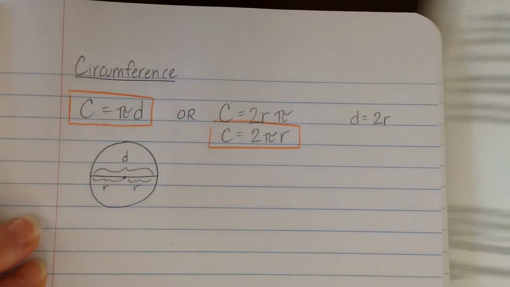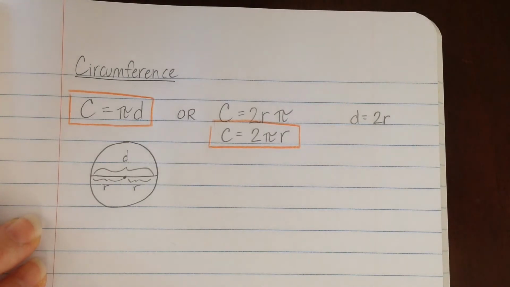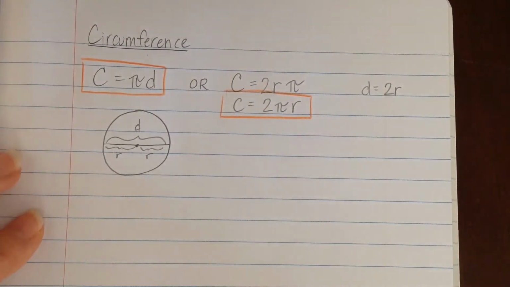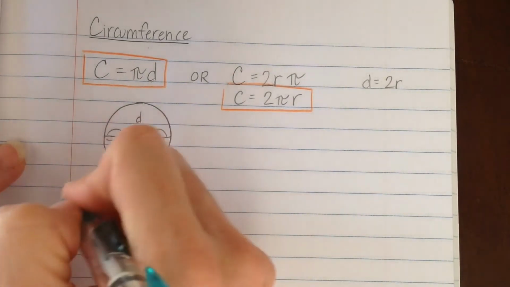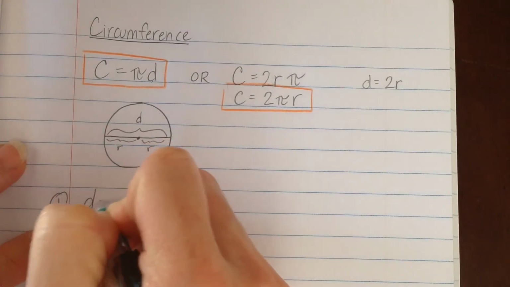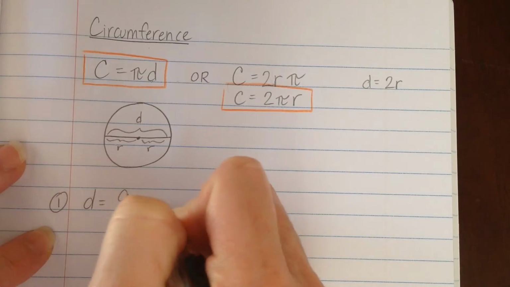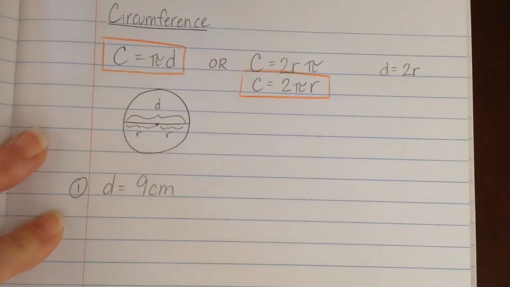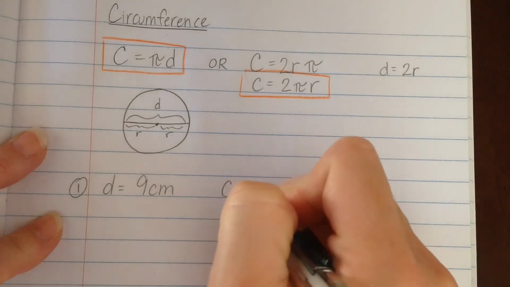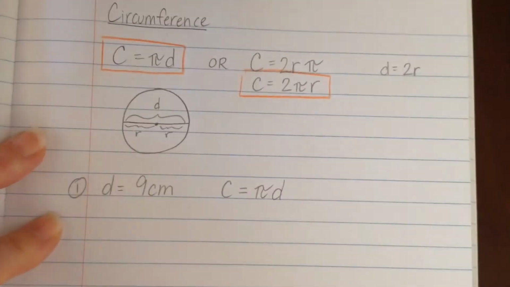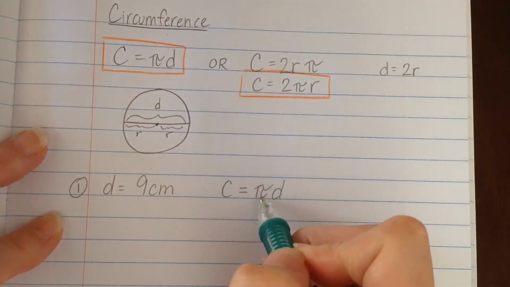Okay, let's look at some problems here. I'm going to use the problems from that sheet that I posted in the Go Formative. So number 1, it says find the circumference given the diameter. All right, if we are given a diameter that equals 9 centimeters, we want to find the circumference. So we're going to use the formula that circumference equals pi times diameter.